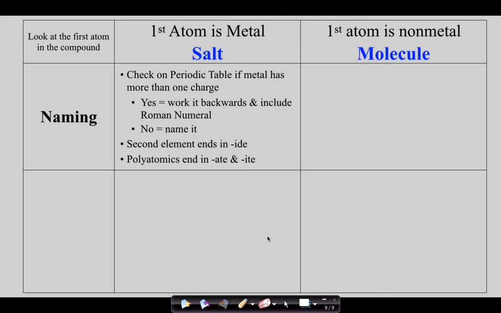Remember, for reference, that the second element, which will be the non-metal, if it's an element, will always end in "ide." If it's a polyatomic, it's an "ate" or an "ite," with the exception of cyanide, hydroxide, and peroxide, which are polyatomics that are on the ion chart.